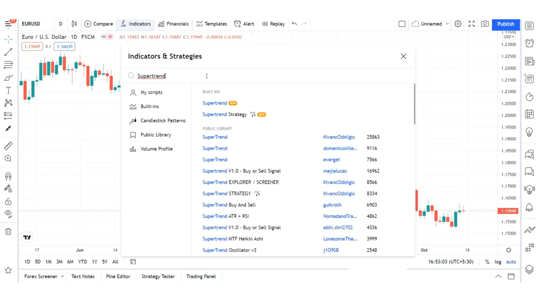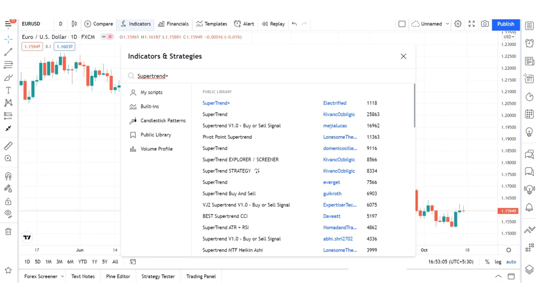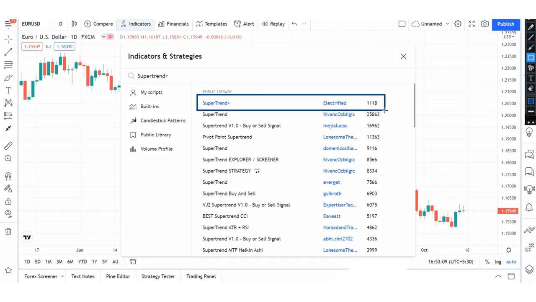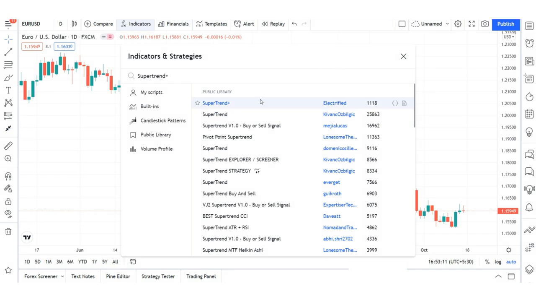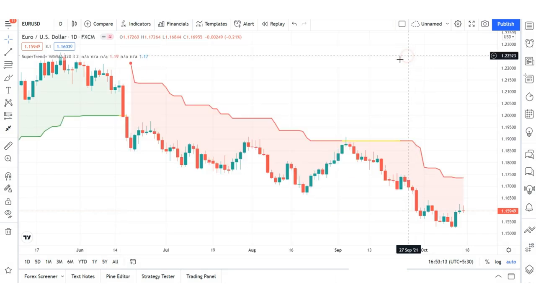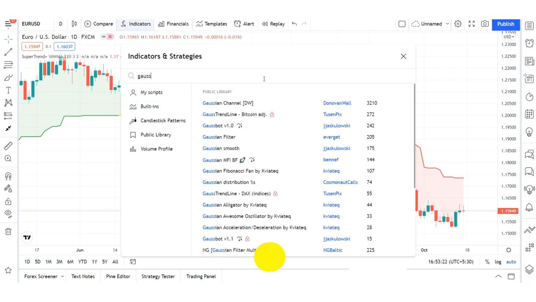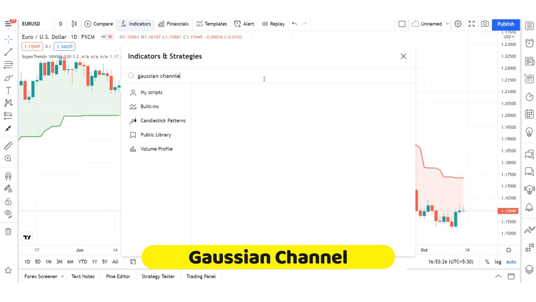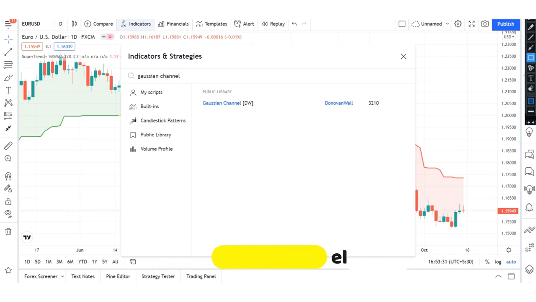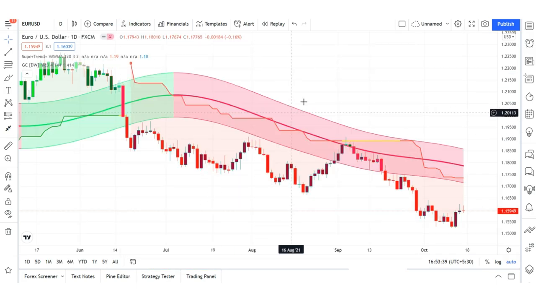First of all, we have to search Super Trend Plus in the search box of TradingView and click on the Super Trend Plus option. After that, we have to apply another indicator on the chart. We have to search Gaussian channel in the search box of TradingView and click on Gaussian channel. Now our setup is ready.